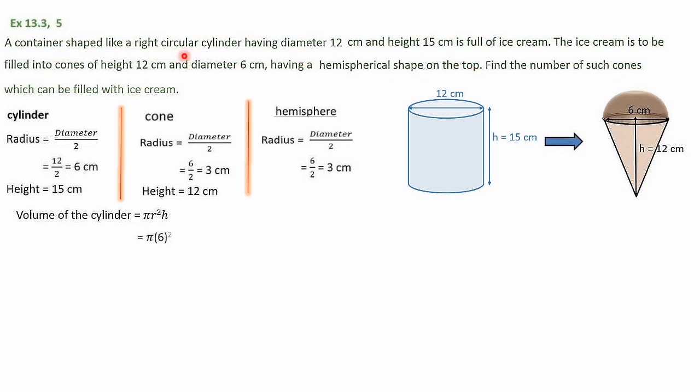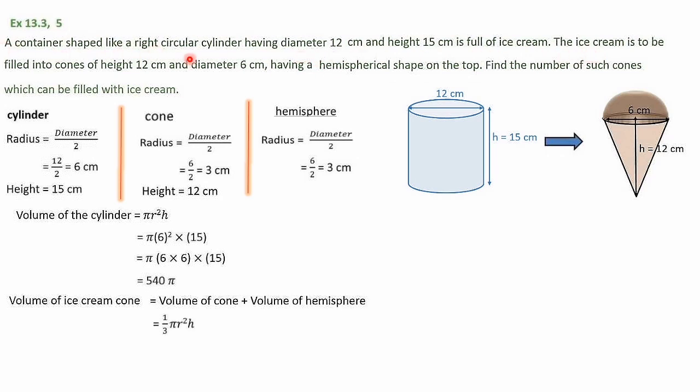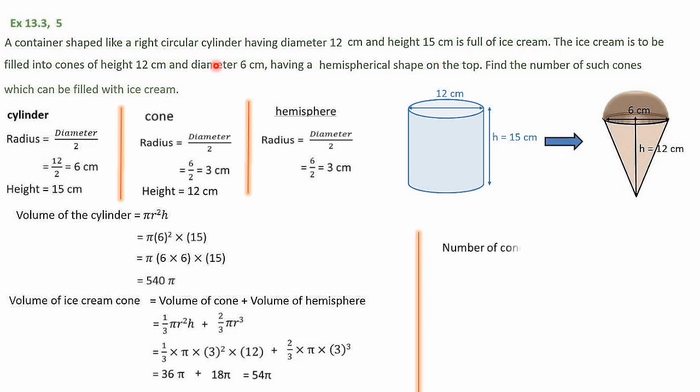Let's go through the question and identify the things which are given to you. A container shaped like a right circular cylinder having diameter 12 cm and height 15 cm is full of ice cream. Means a cylindrical container is full of ice cream. The dimensions of the container are given here. Diameter 12 cm is given, from here we can calculate the radius. Height of the cylindrical container, that is 15 cm, is also given to you.